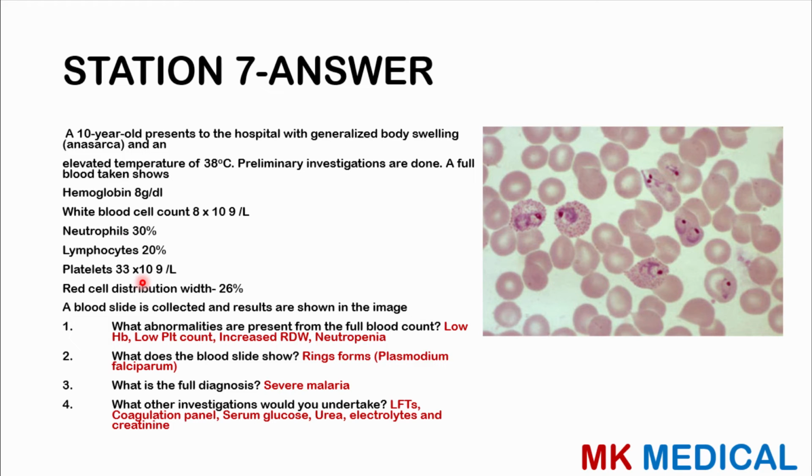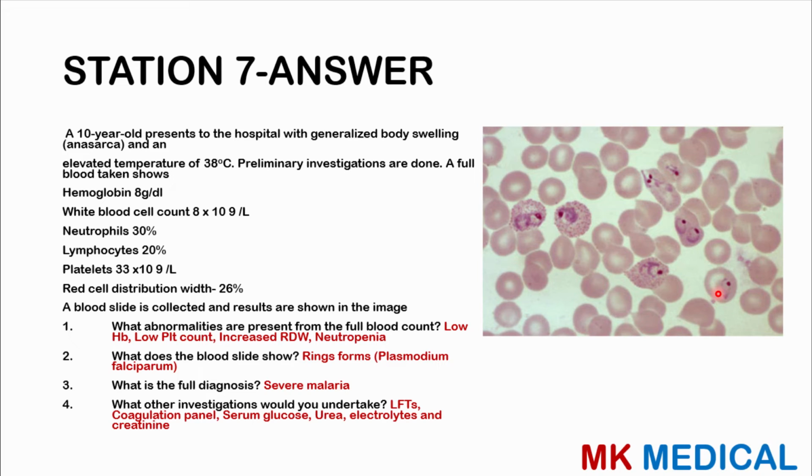So what is shown on the slides here, of course, ring forms that you can see here, or trophozoites. These are often seen in Plasmodium falciparum, and this child indeed has severe malaria. Most possibly has acute kidney injury because of the presence of the generalized body swelling, and the child also has anemia, though it's not really severe, and the child has thrombocytopenia.